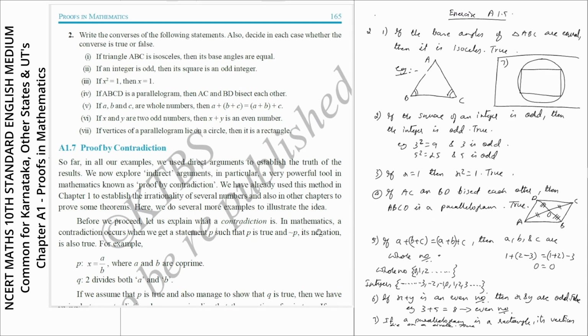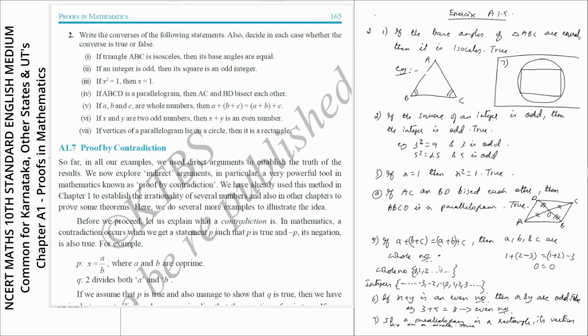Sub question 5: if A, B and C are whole numbers, then A plus B plus C in the bracket is equal to A plus B in the bracket plus C. So the converse will be, if A plus B plus C in the bracket is equal to A plus B in the bracket plus C, then A, B and C are whole numbers. So this is not necessarily true.